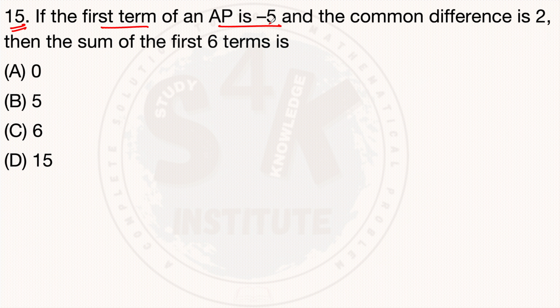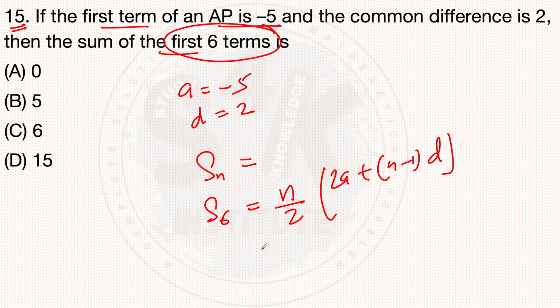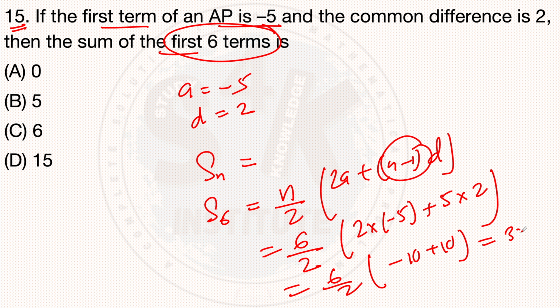Okay, so question number 19. The first term of an AP is -5. The common difference is 2. The sum of the first 6 terms is, okay, so S6 they are asking for. If you know the formula, it will be easy: n by 2 into (2a plus (n minus 1) into d). So n value is 6. So 6 by 2, 2 times -5 plus (n minus 1), that is 5, times the difference 2. So 6 divided by 2 is 3, times (-10 plus 10). This is 3 into 0, that is 0. Okay, so answer is A.